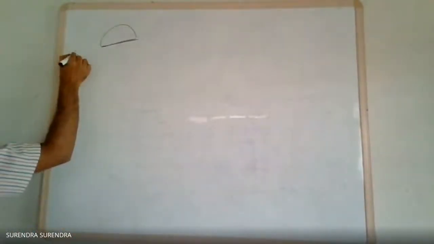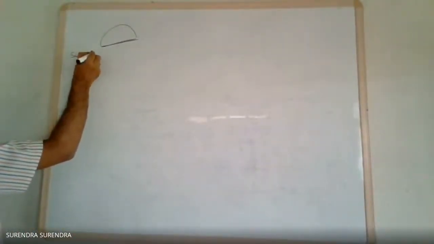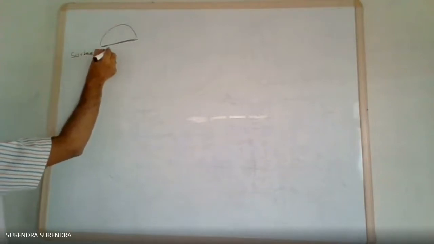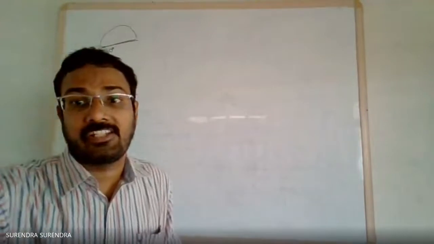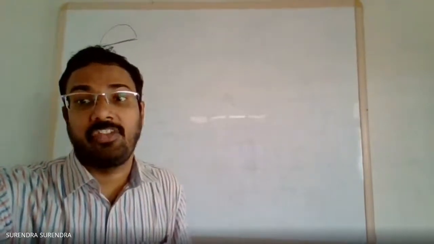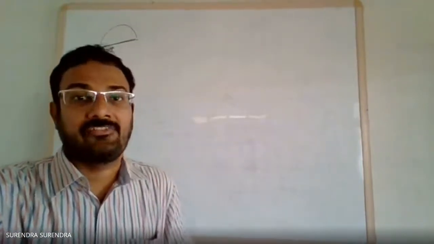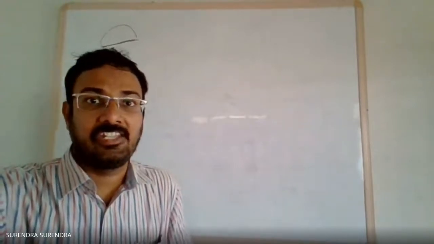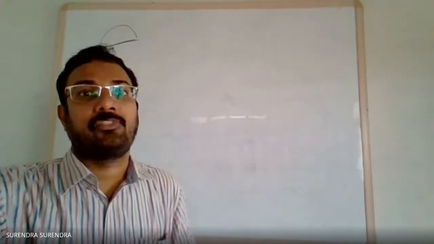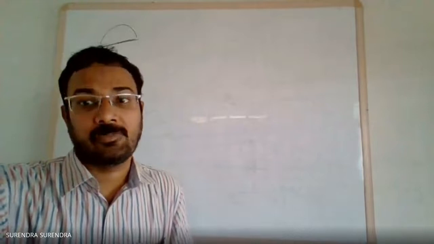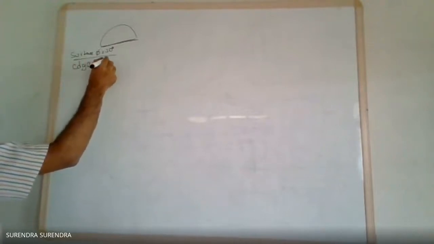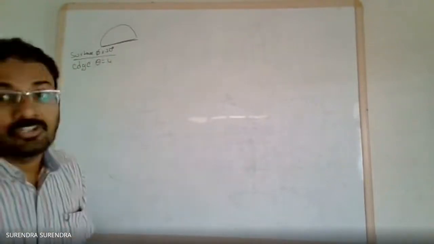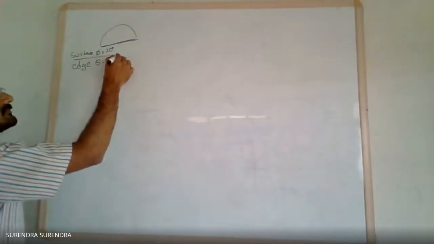So surface inclination is 30 degrees. And the straight edge is in the VP and inclined at 45 degrees to the HP. So that is the edge inclination. Edge inclination is theta, and the value is 45 degrees.